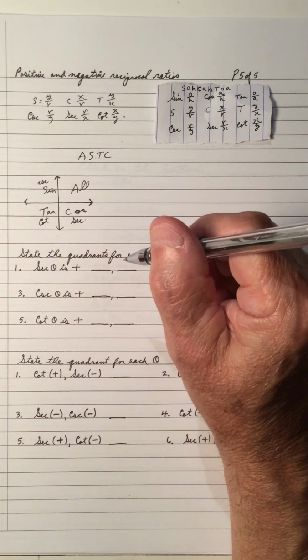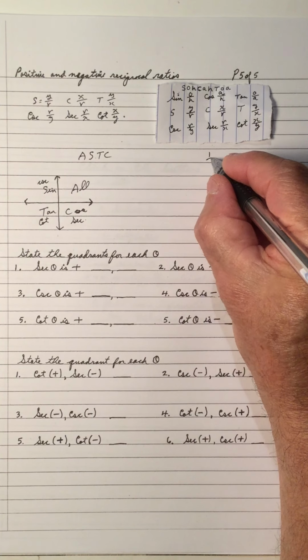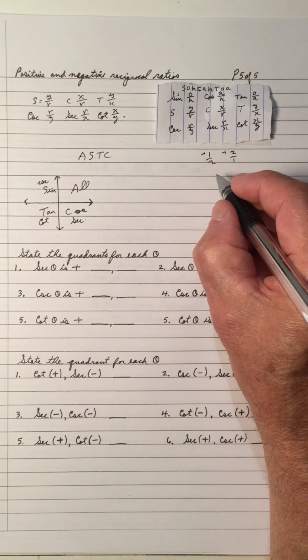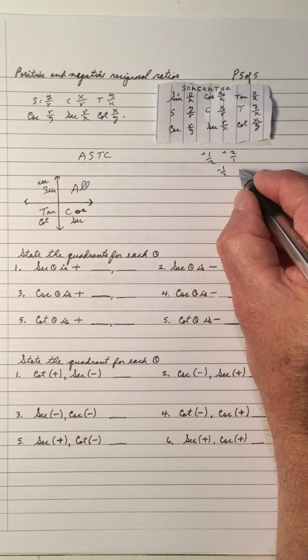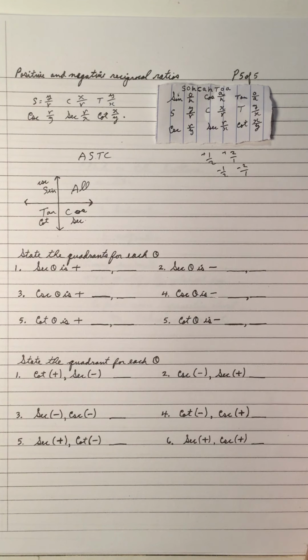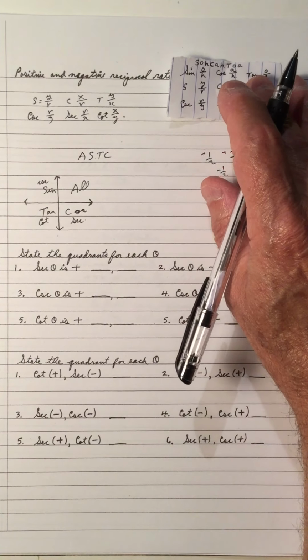The reciprocals: if a fraction is positive, like 1/2, its reciprocal is 2 over 1, so that's still positive. If a fraction is negative, like negative 1/2, then its reciprocal is negative. So if a fraction is positive, its reciprocal is positive. If a fraction is negative, its reciprocal is negative. So here we go.